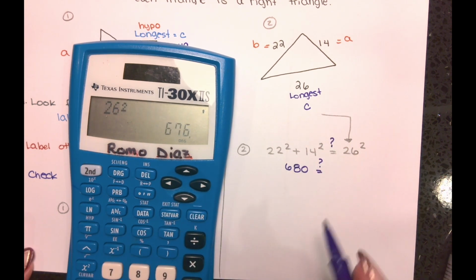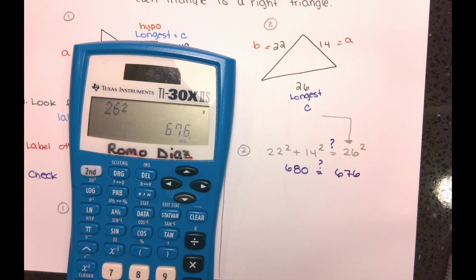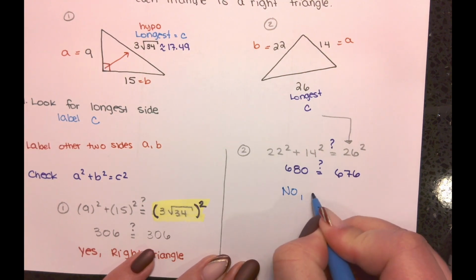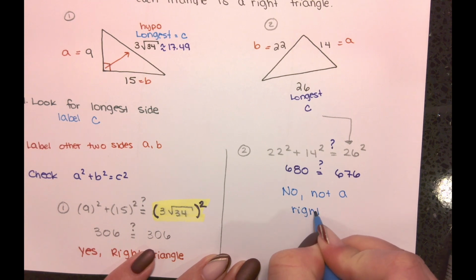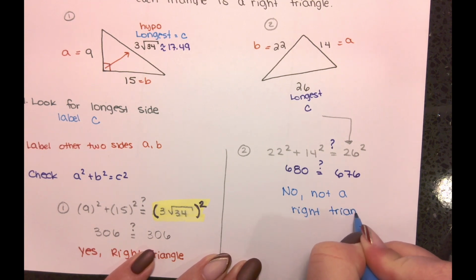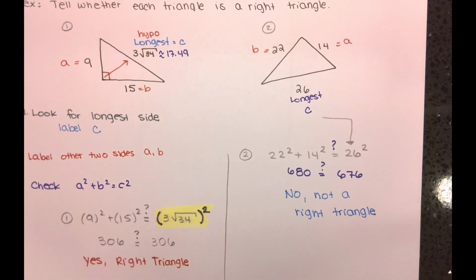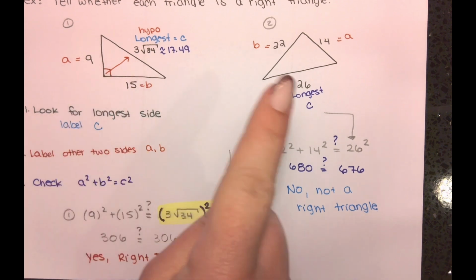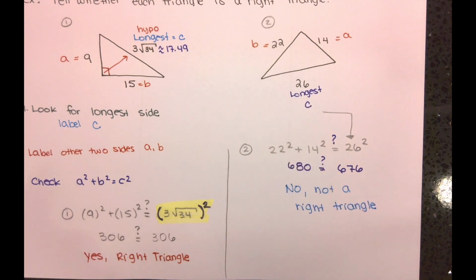26 squared is 676. So because they are not equal, no, not a right triangle. So notice, yes, it is a right triangle, I went back and put a little box here. No, it's not a right triangle. I'm not putting a box there. This is not the hypotenuse. It's just the largest side.